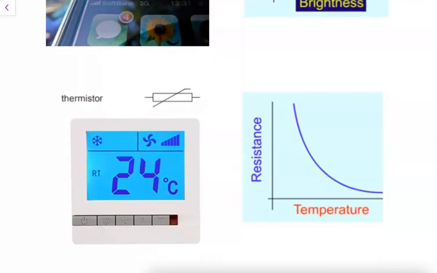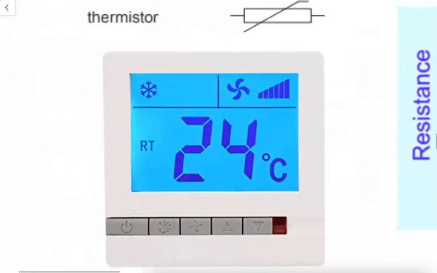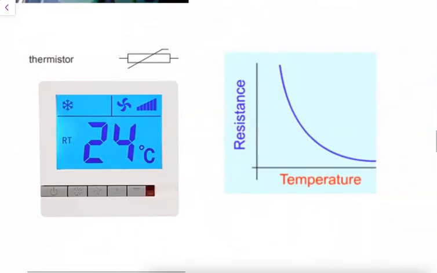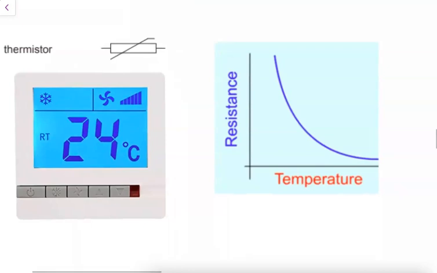Different than a thermostat, but very similar. So these things can exist inside of our air conditioning or heater, where if we turn it on, we say, hey, we want the temperature to be 24 degrees Celsius. And so the thermistor will read the ambient temperature. And if it's greater than 24 or less than 24, it might turn on this air conditioning unit or heating unit.